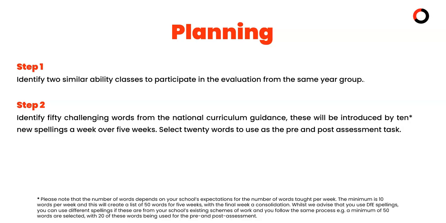Please note that the number of words depends on your school's expectation for the number of words taught per week. The minimum is 10 words per week, and this will create a list of 50 words for 5 weeks, with the final week being a consolidation. This may be more. Whilst we advise that you use DFE spellings, you can use different spellings if these are from your school's existing schemes of work and you follow the same process. So a minimum of 50 words are selected, with 20 of these being used for the pre- and post-assessment task.